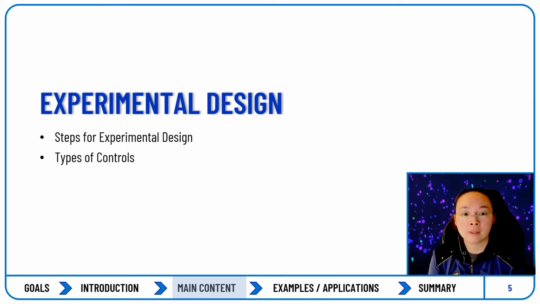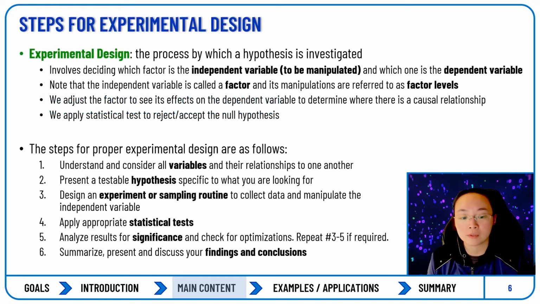So steps for experimental design. Let's take a look at what the recommended steps are, and then the types of controls that we can use. So experimental design is a very complex process. It's simple, but there are a lot of steps involved.